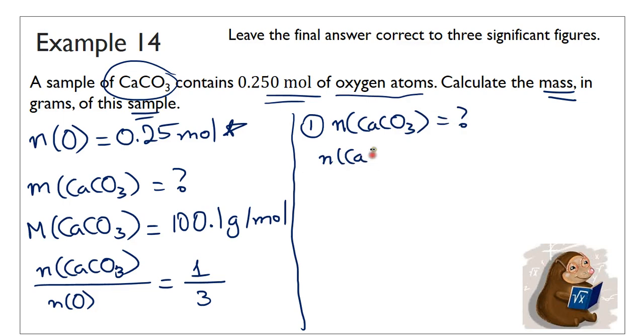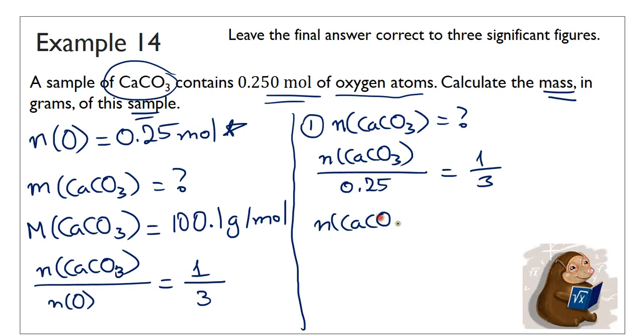So number of mole of calcium carbonate over 0.25, which is the actual number of mole oxygen in this question, follows a 1:3 ratio. So the number of mole calcium carbonate is just going to be a third of that. So 0.25 divided by 3 is 0.0. You can just go with 1 over 12. 0.0833 mole, so something like this.